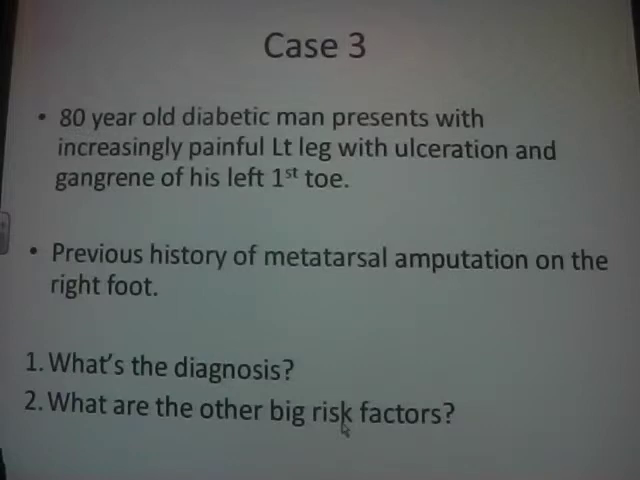So, case 3. 80-year-old man, diabetic, presents with increasingly painful left leg, ulceration and gangrene of his left first toe. Previous history of metatarsal amputation on the right foot. Do you know a metatarsal amputation? You've seen them, they're basically like stump feet, so they take just half of your foot and everything from there is gone, so your whole metatarsal bone. It looks quite unusual. And big risk factors other than diabetes?